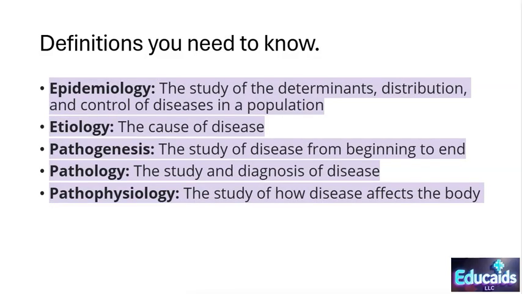Some more definitions. So definitions you need to know. Epidemiology, the study of determinants, distribution, and control of diseases in a population. Etiology, the cause of disease. Pathogenesis, the study of disease from beginning to end. Pathology, the study and diagnosis of a disease. And pathophysiology, the study of how a disease affects the body.